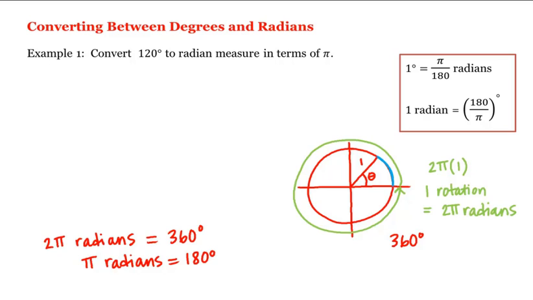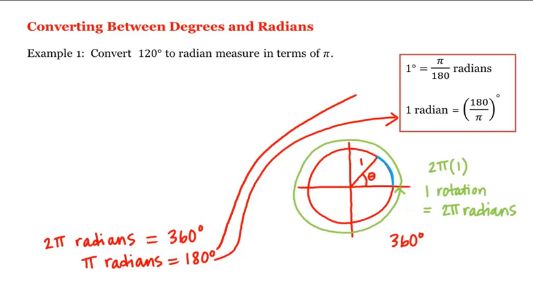And if we divide both sides of this equation by pi, we'll get the second conversion here. And if we divide both sides by 180, we'll get the first conversion here. And we'll use this first equation when we convert from degrees to radians. And we'll use the second equation when we convert from radians to degrees.